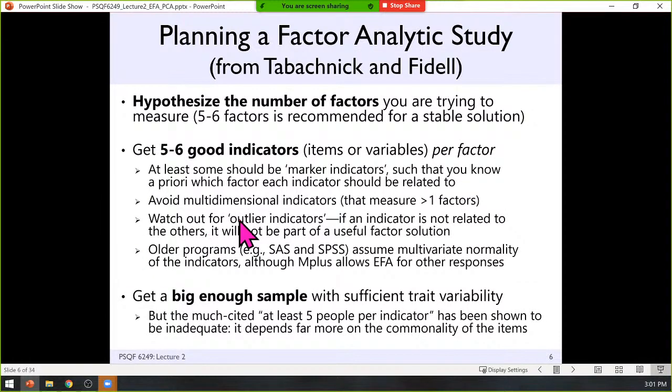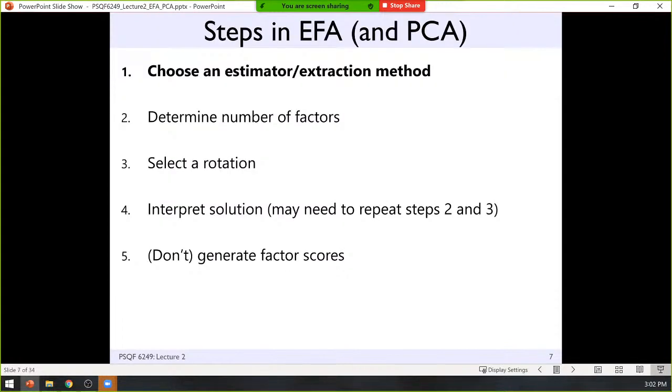So, advice for starting a factor analytic study: having more than one trait, having enough good indicators of a trait, and having a big enough sample to do everything. There's all kinds of rules of thumb that people use in factor analysis, like you should have at least 5 people per indicator. Those rules are not one size fits all. It always depends on how good your indicators are. The better they are, the more you can get away with in terms of smaller samples.